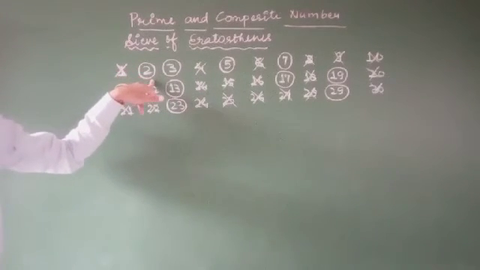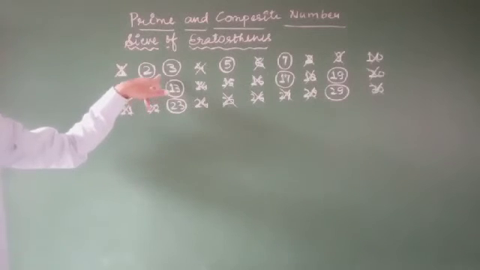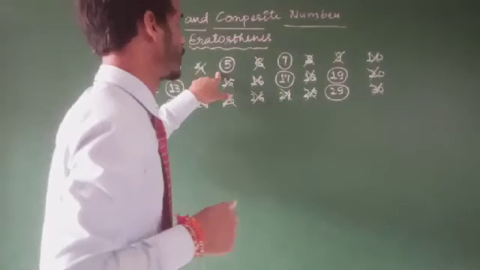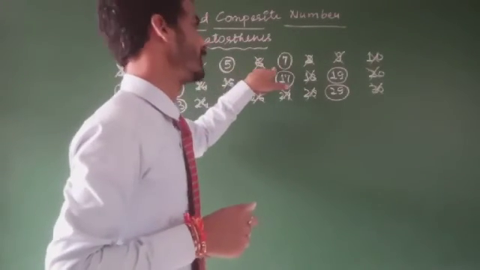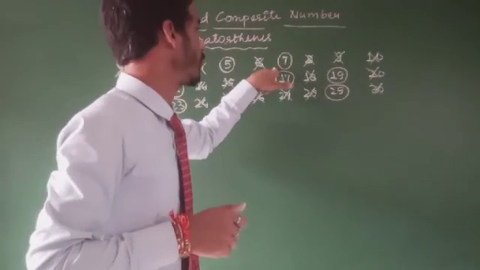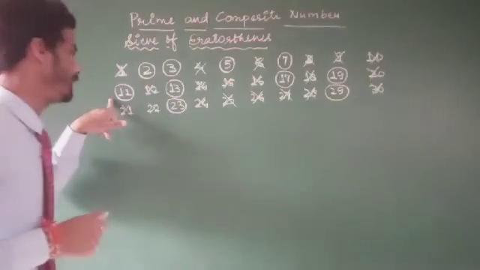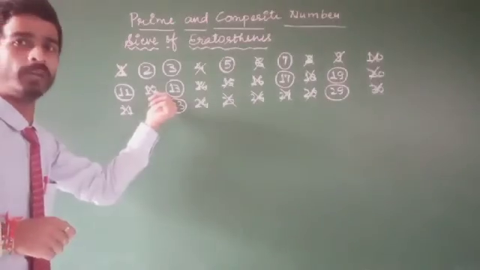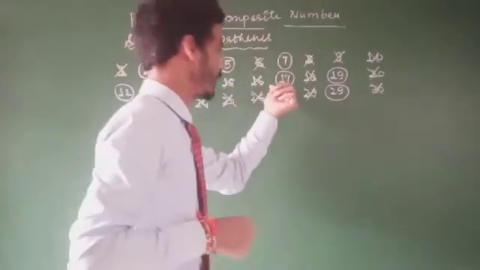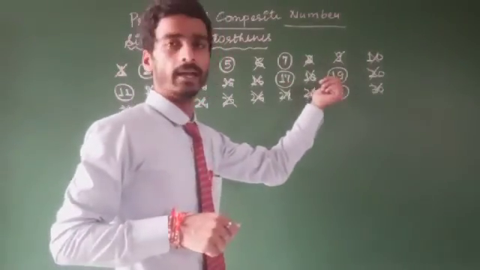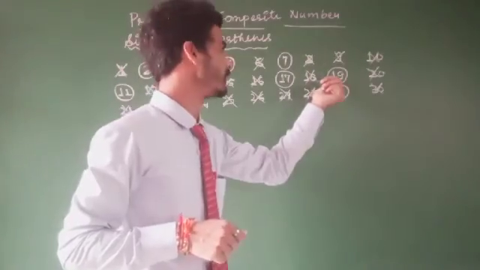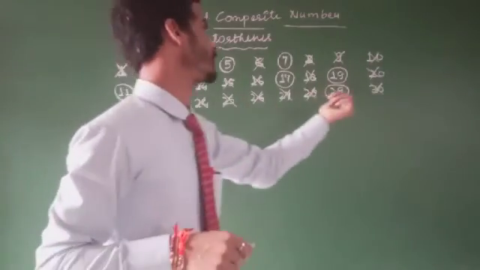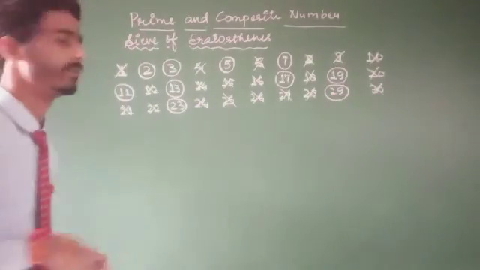Circle 2 and cross out all the multiples of 2. Circle 3 and cross out all the multiples of 3. Circle 5 and cross out all the multiples of 5. Circle 7 and cross out all the multiples of 7. Circle 11 and cross out all the multiples of 11. Circle 13 and cross out all the multiples of 13. Circle 17 and cross out all the multiples of 17. Circle 19 and cross out all the multiples of 19. Circle 23 and cross out all the multiples of 23. Circle 29 and cross out all the multiples of 29.